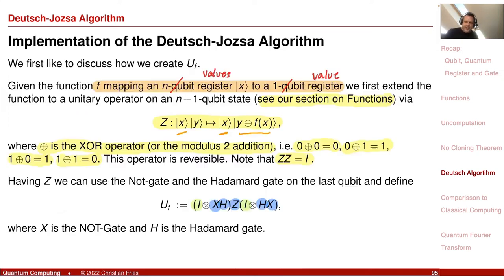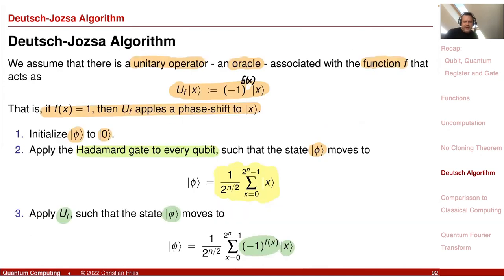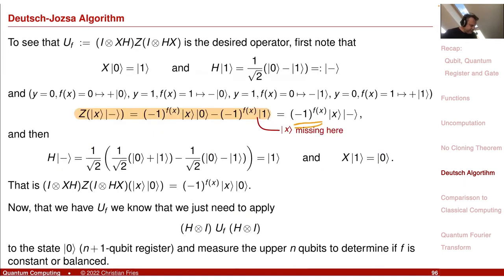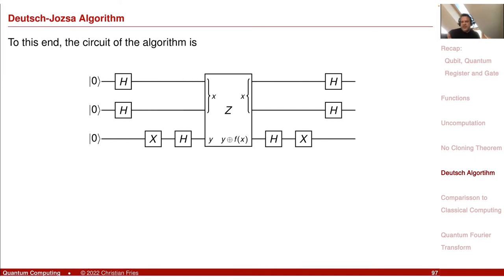Now my algorithm told me that in addition, I have to apply the Hadamard gate to every other qubit, the ones on the top. And I also do that after applying the function. So I apply again the Hadamard gate to every qubit. So the whole algorithm looks like that: apply the Hadamard gate to all the other qubits and leave the last qubit untouched. So I have H tensor product identity on the last one, U_f, H tensor product identity, and that's all. So the circuit looks like that.